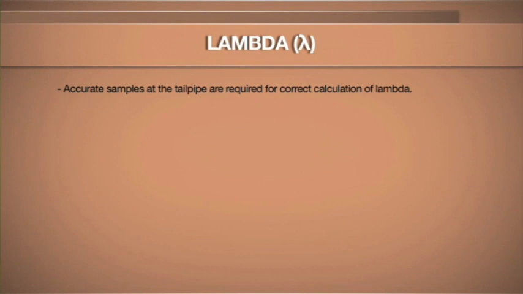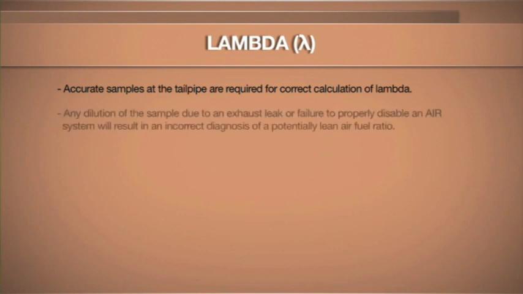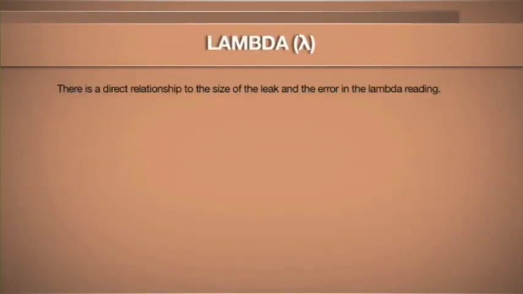An accurate reading at the tailpipe is very important to get. Make sure it's not diluted from an exhaust leak. A diluted exhaust sample can throw our calculations off with lambda considerably and give us false indications of a problem with the system. So exhaust leaks are very, very important to catch before we start calculating lambda in the system. An incorrect diagnosis can lead us to a false repair on a vehicle in a lot of cases.